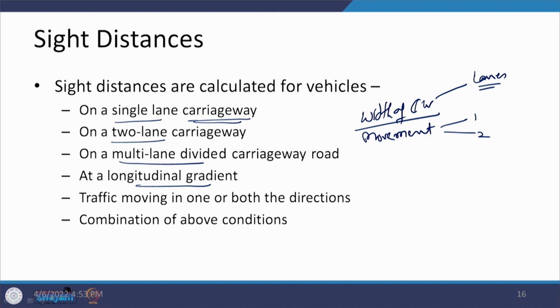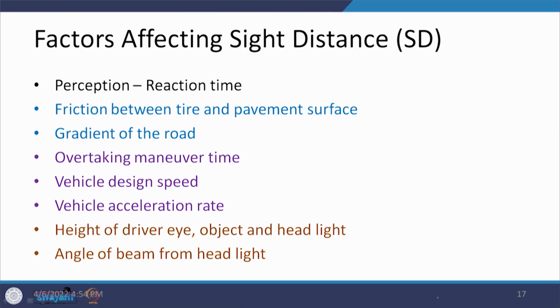And then we will also be talking about the traffic which is moving in either one or both of the directions. So, what we have is we are going to have the combination of all of these things which may create an impact in terms of the sight distance which is to be provided ahead. Now, let us look at the factors which are going to be there and which we are going to discuss one by one in our interactions.